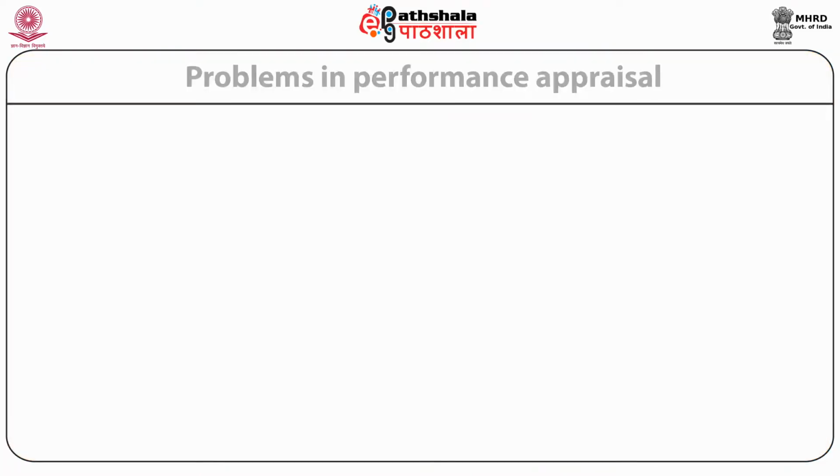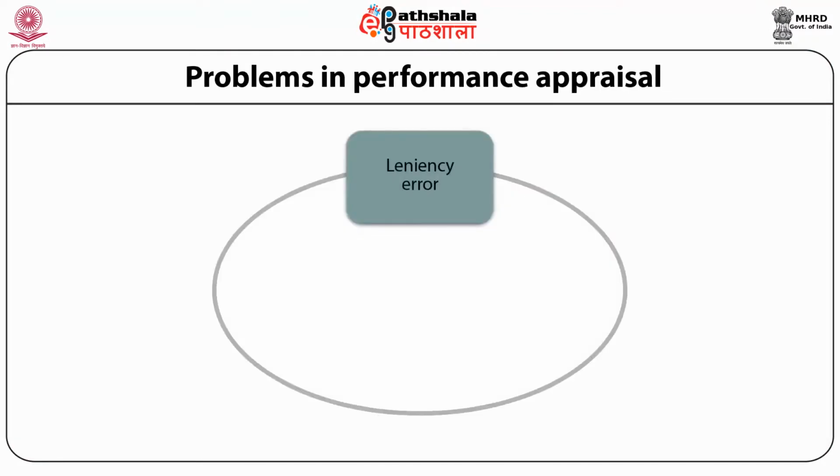Now, what are the problems we normally face in performance appraisal? First is leniency error. Here, even a non-performer gets the benefit of the doubt because the supervisor is a very lenient person and lets him or her go with that low performance. So that is one area of problem of a performance appraisal.